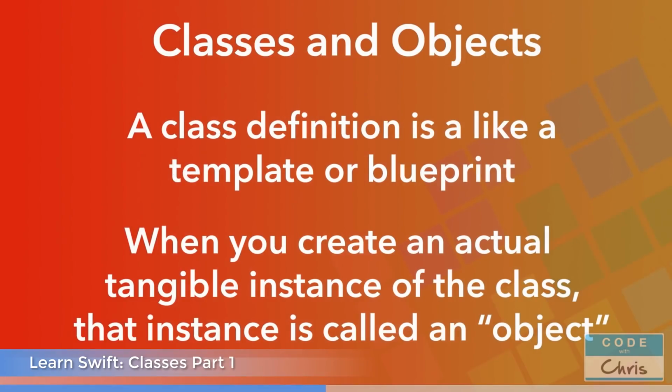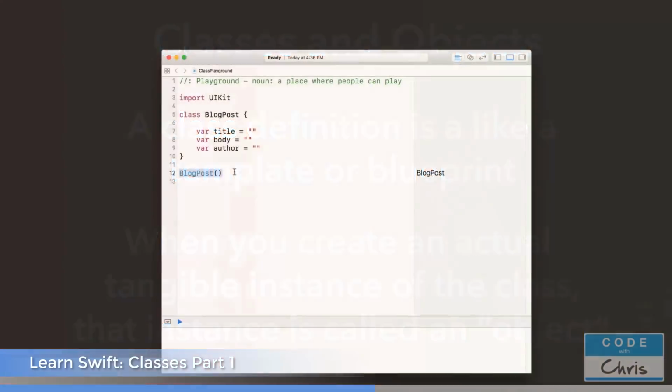So when you define a new class using the class keyword, that's what's known as a class definition, or just class. But when you create actual instances of that class, those are called objects. You can think of your class definition as a template or a blueprint, and you use that template to create actual tangible blog post objects. So let's jump back to the playground here. This is a very important concept to understand.